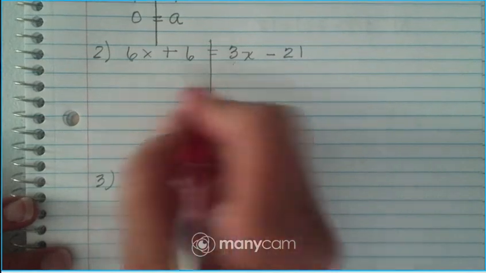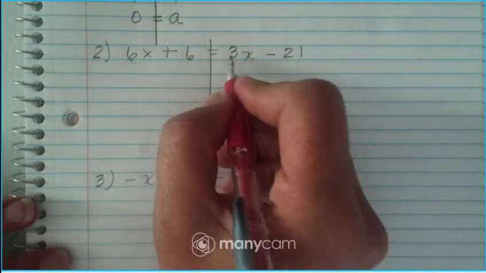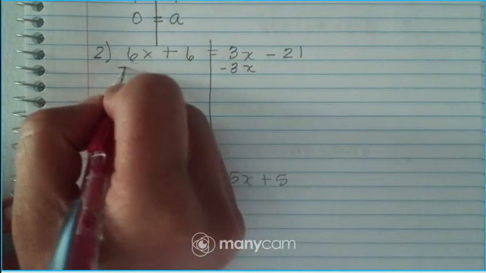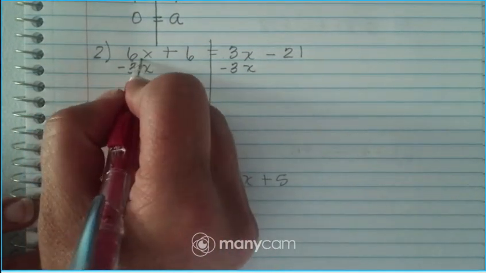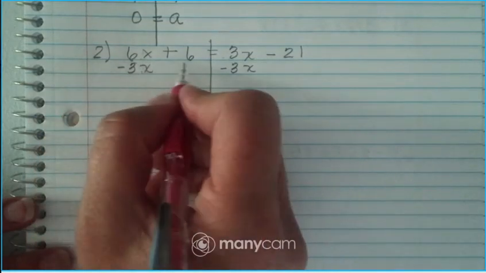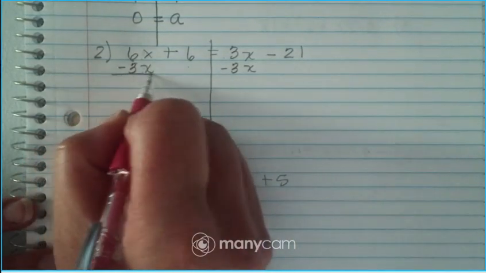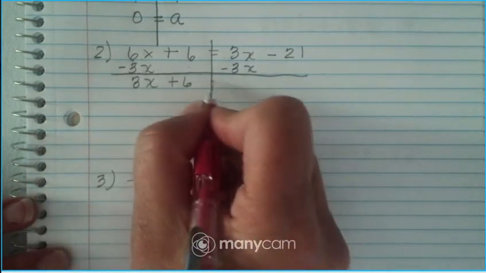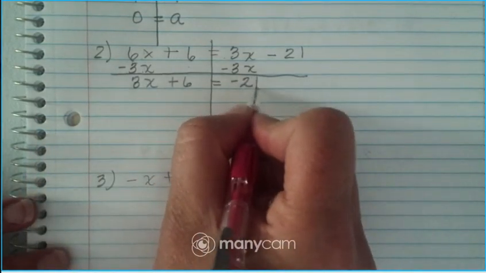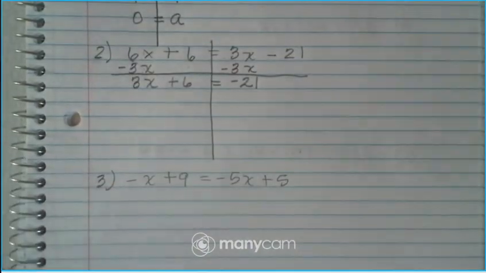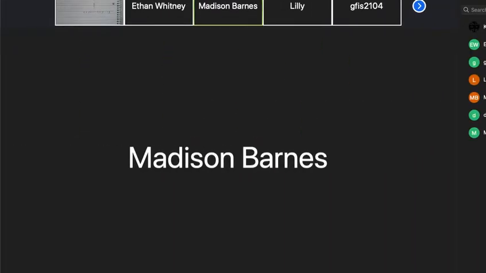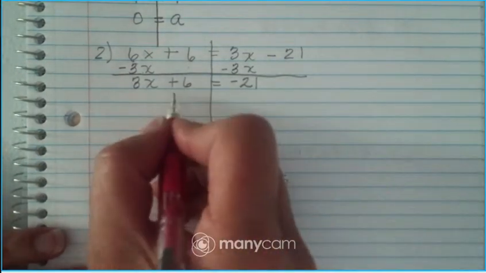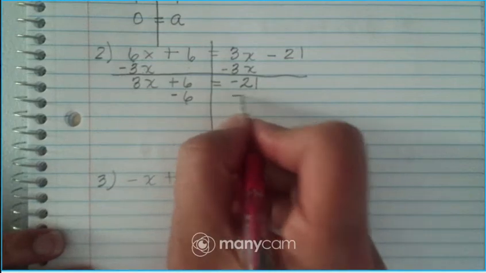So I'm going to move this 3x over to this side. So this is a positive 3x, so negative 3x to both sides. And it has to go underneath the 6x because they are like terms. It cannot go underneath the 6. So does anybody know what needs to go away now? Good. Negative 6 to both sides.